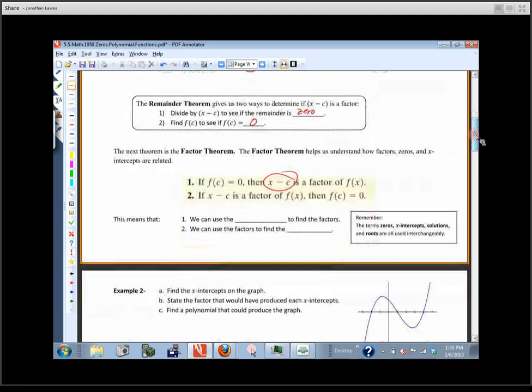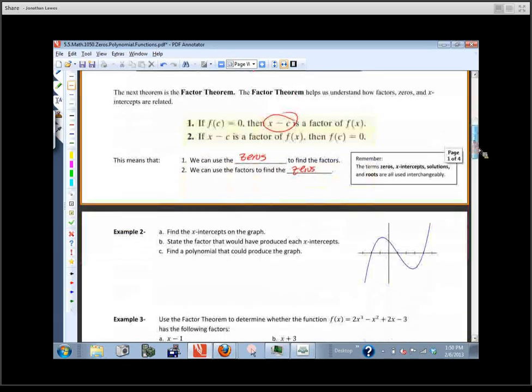Okay, so what this means is we can use the blank to find the factors. The zeros. We can use the zeros to find the factors, and we can use the factors to find the zeros. So we've got this going both ways. Now what I'm hoping is we've kind of talked about this or just broached the topic several times as we've gone through the last couple weeks. I'm hoping that we can kind of put this all together.